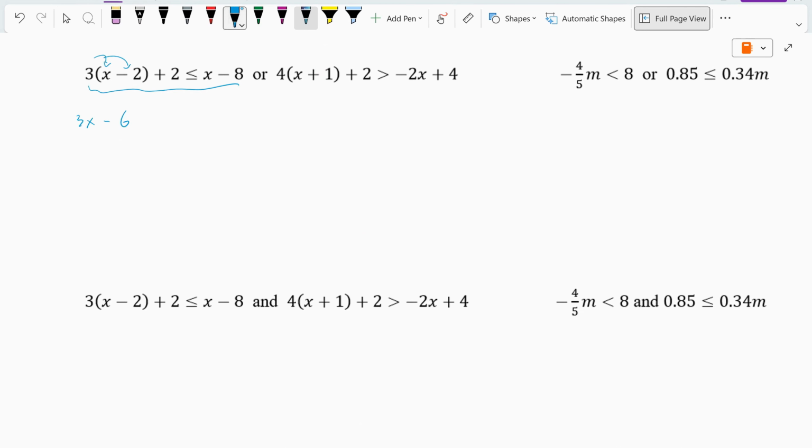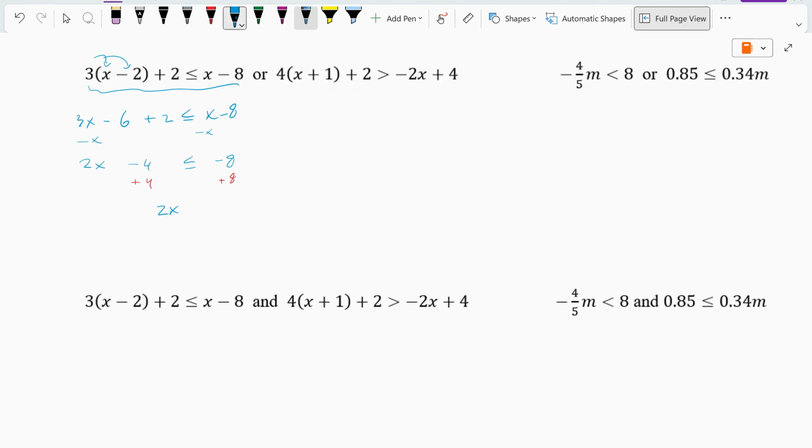Distribute: 3x minus 6 plus 2 is less than or equal to x minus 8. Is that right? No, that's a 2. I don't distribute to that 2. All right, let's subtract x from both sides. Do I need to flip my inequality? No. I can add or subtract anything, which maintains the same balance. Let's add 4 to both sides.